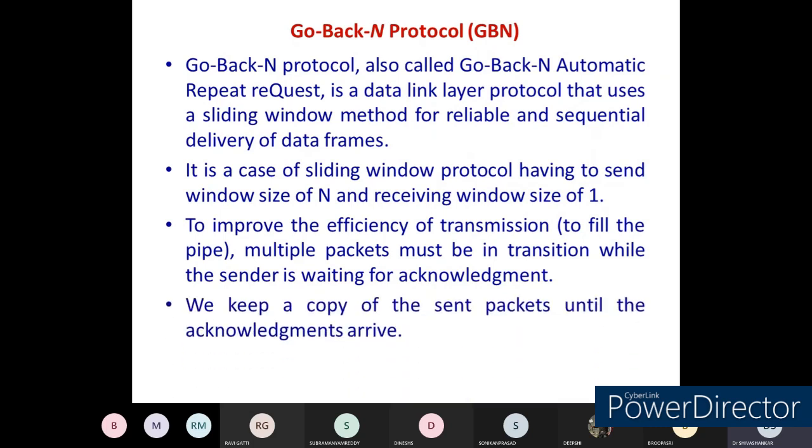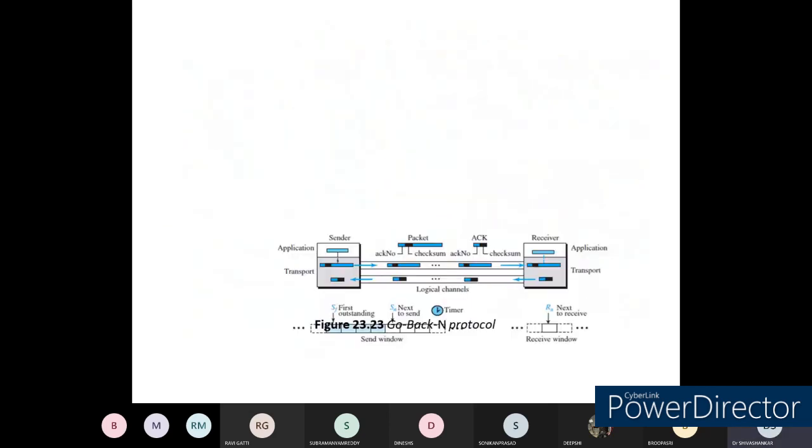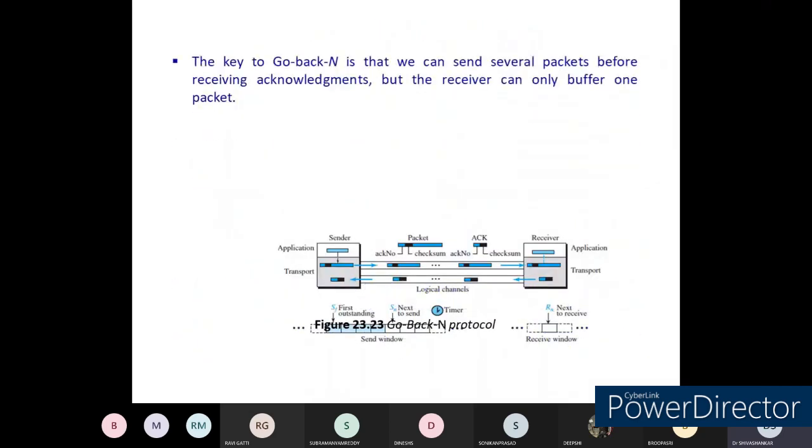We keep a copy of the sent packet until all the acknowledgements arrive, right? Let us say there are 10 packets ready. Until all 10 packets are delivered to the receiver, the ACK control packet will keep being sent one by one as the data packets are delivered. So this is called the Go-Back-N protocol. In a block diagram, let us see, right? The key to Go-Back-N is that before receiving the acknowledgement, the receiver can only buffer one packet, right?